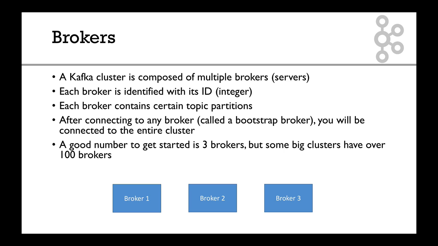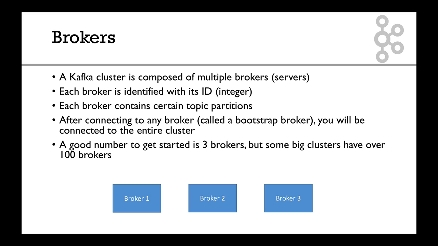Each broker contains certain topic partitions. We'll see that. And after you connect to any broker, just one, which is called a bootstrap broker, but they're all bootstraps, you'll be connected to the entire cluster. And that's what makes Kafka so powerful. You can just connect to one broker, and if there are 20 brokers in your cluster, that's fine. You'll be connected to the entire cluster.